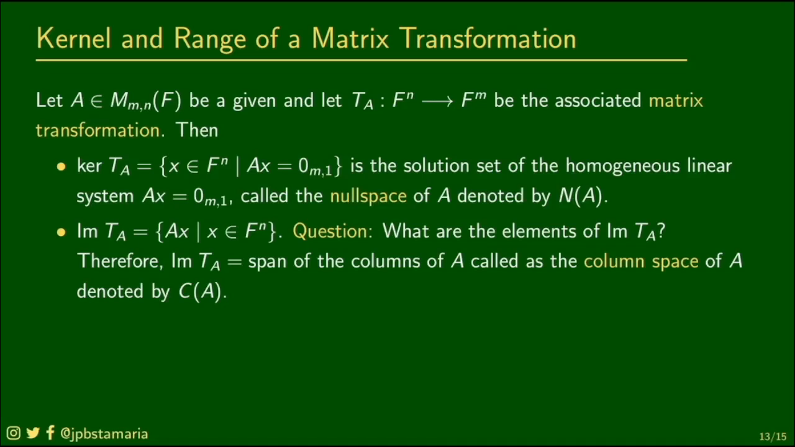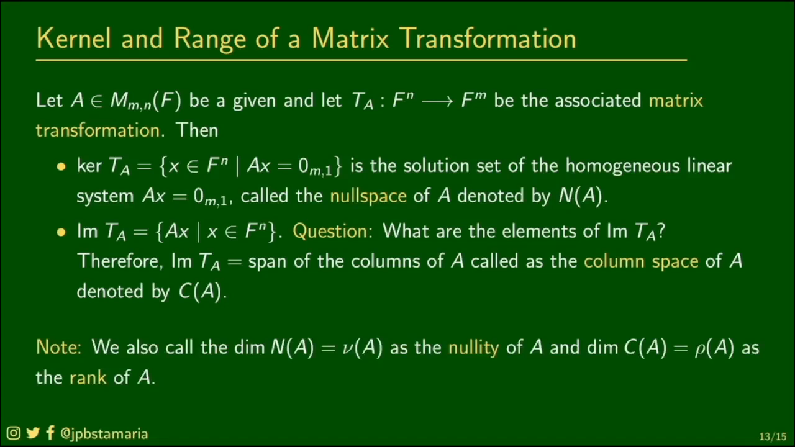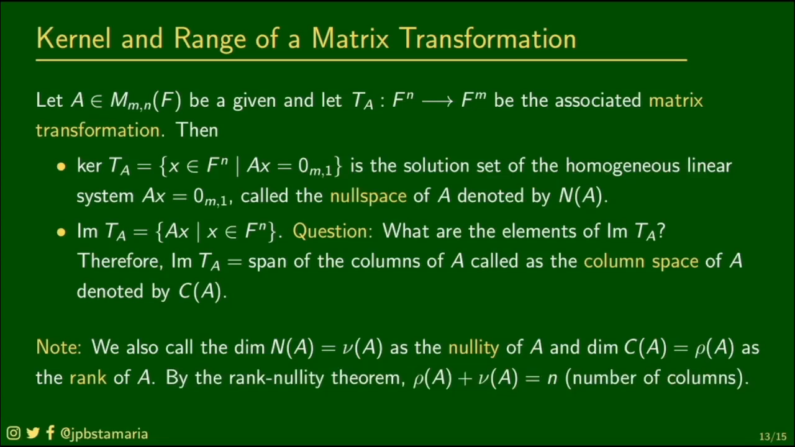So in terms of matrix transformation, the kernel is the null space. Simply solve AX equals 0. The range of TA is the column space of A, which is just the span of the columns of A. You simply take the linear combinations of the columns. The dimension of the null space is also called the nullity of the matrix. The dimension of the column space is called the rank of the matrix A. And by the rank-nullity theorem, the rank of a matrix plus the nullity of a matrix is equal to n, which is the number of columns.